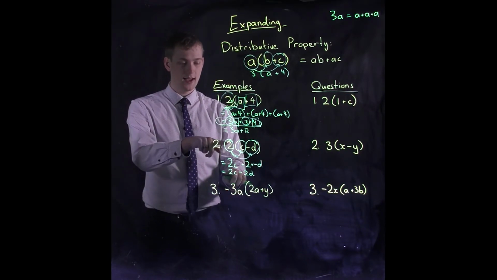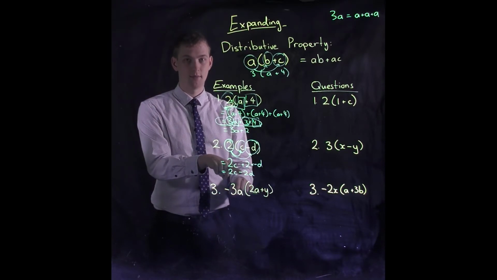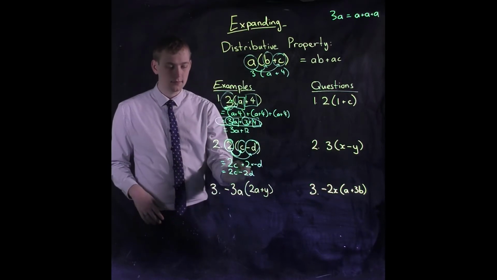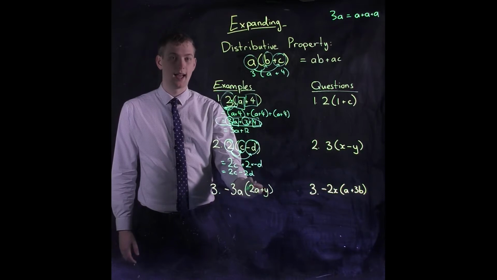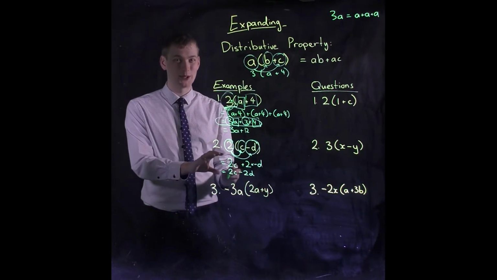And you can see there we have 2 lots of c, and then the minus here actually moves there, and we get 2 lots of d. So we've expanded this one. Next we have minus 3a multiplied by 2a plus y. And this one's a bit more challenging.